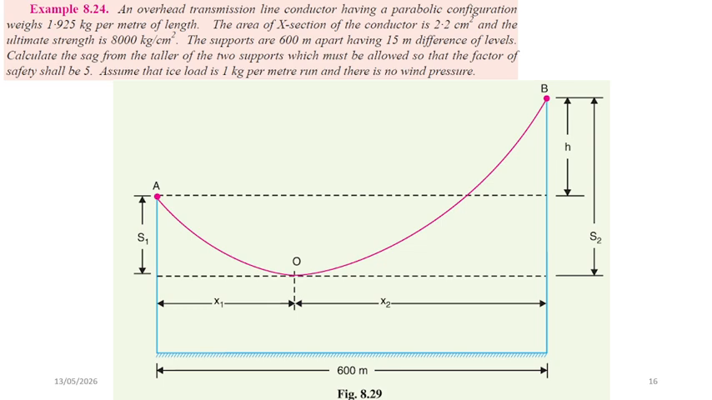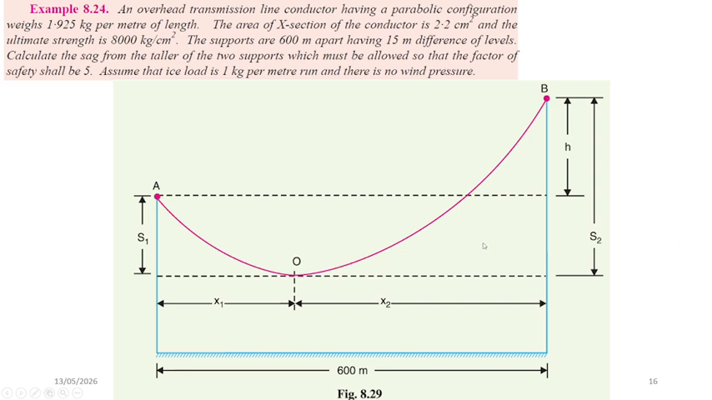Using the conductor cross-sectional area and ultimate tensile strength, the allowable tension is determined based on a safety factor of 5. This figure illustrates the unequal sag conditions on both sides of the lowest point of the conductor, represented by S1 and S2, and horizontal distances x1 and x2.